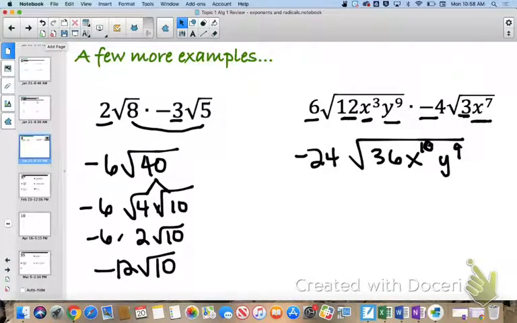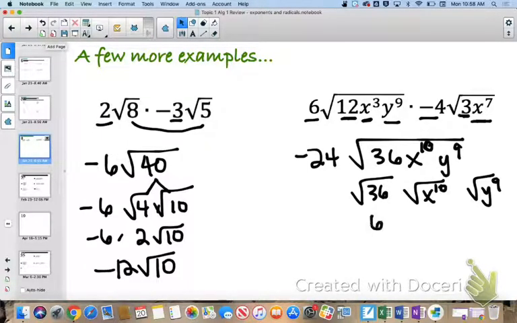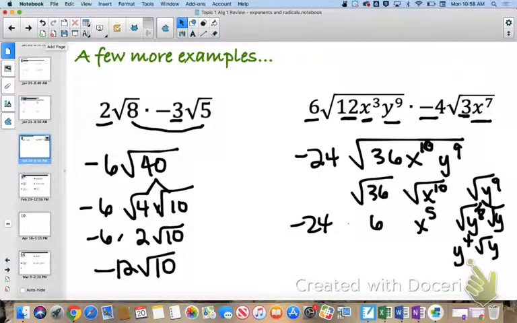All right, so then with this, root 36 x to the 10th y to the 9th, I'm going to split it up and do root 36, root x to the 10th, and root y to the 9th. So square root of 36 is 6. Square root of x to the 10th, 2 goes into 10 5 times, so that's x to the 5th. And then y to the 9th needs to be broken down to y to the 8th times y. Square root of y to the 8th, 2 goes into 8 4 times, so y to the 4th root y.